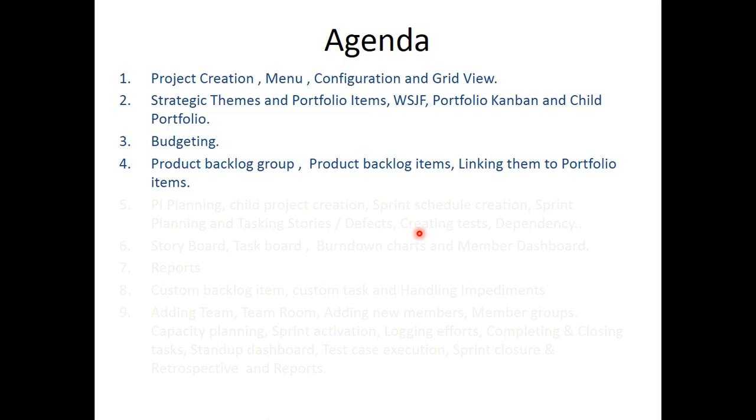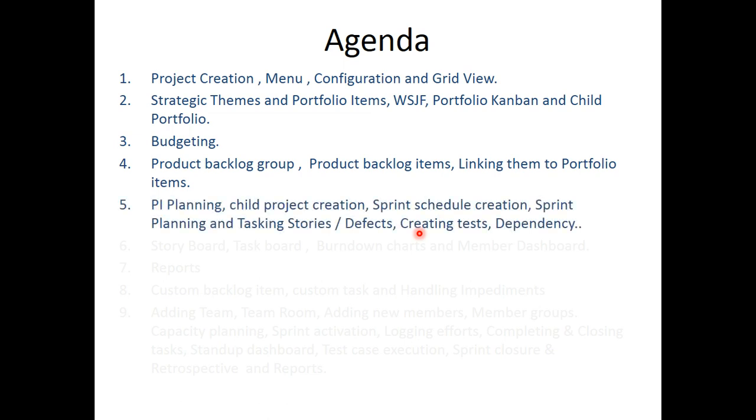I will end tutorial 4 by showing how to create a hierarchy of stories to the portfolio item. I'll be showing in 2 different ways. One is to create a portfolio item and then create a child backlog item. We will see what it means in tutorial 4. And you can even associate an existing backlog item to an existing portfolio item. We will see that as well.